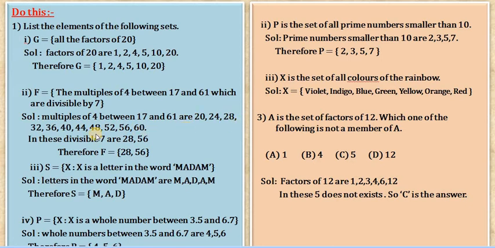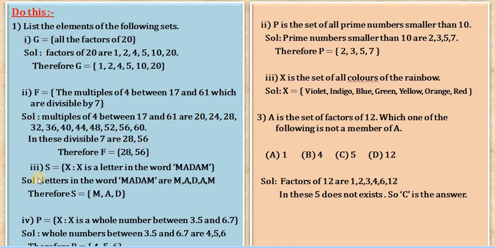Now among these, which are divisible by 7? Carefully observe, 28 and 56. These are the two values which are divisible by 7. Therefore, F is {28, 56} within the curly brackets.